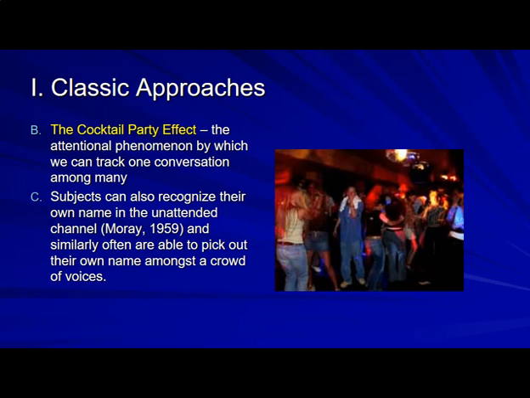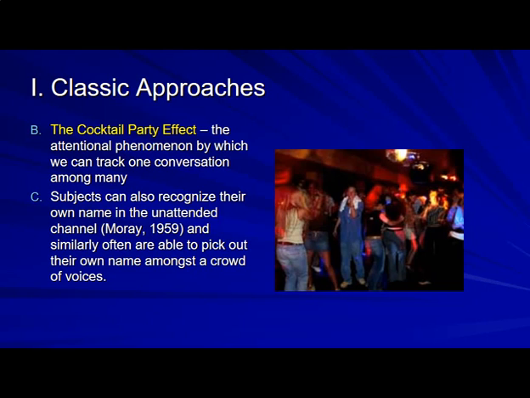So this sort of led people to start questioning exactly what's happening in these experiments, because obviously if people were picking out their name, they weren't completely blocking out that unattended channel, and that's where we get to these attenuation theories. And there are lots of other experiments that show this.